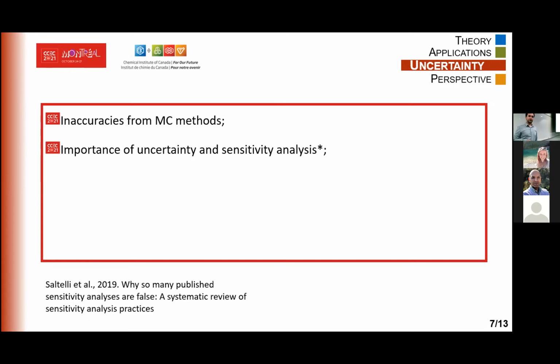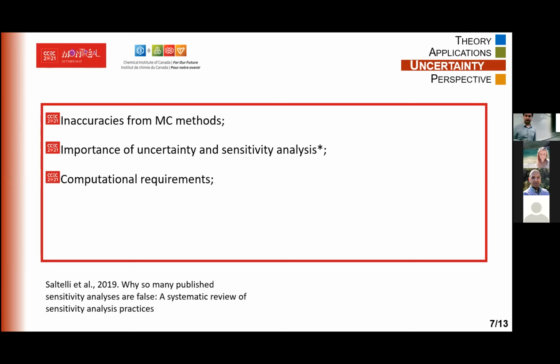Then the importance of calculating both uncertainty and sensitivity analysis. So this is a very relevant point provided by the paper of Saltelli et al. in 2019. And he actually investigated that in hundreds of papers, 50% of those papers did not provide either uncertainty analysis or sensitivity analysis, or neither of them. So making, without giving relevant information about the quality of the model that the people use.